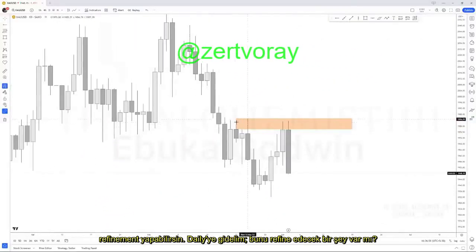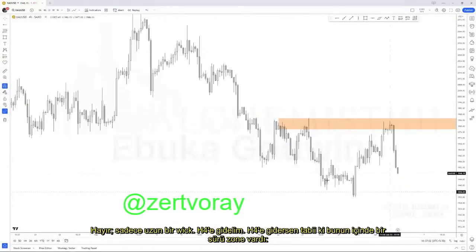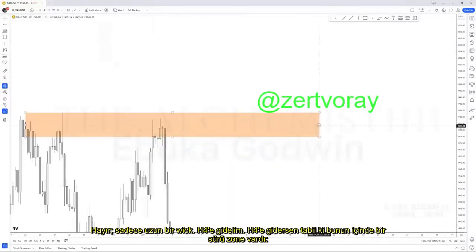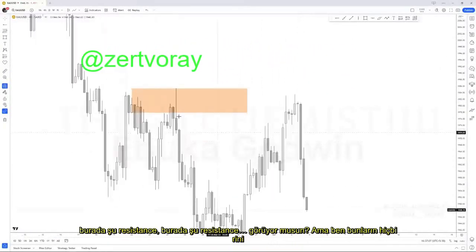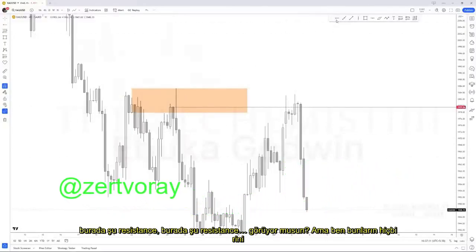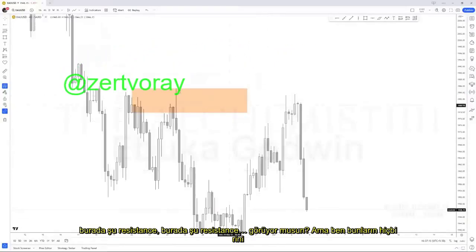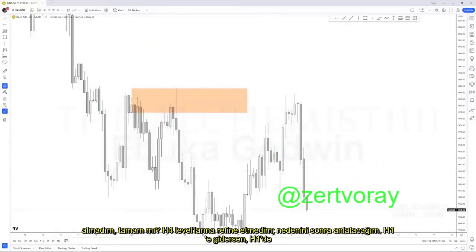Let's go to the daily. Did we have anything to refine this into? No, just a long wick. Then let's go to the H4. Now, if you go to H4, of course, we had many zones inside of this. See, we had this resistance here. We had this resistance here. Can you see? But I did not take any of this. I did not refine it to the H4 levels. I'll tell you why later.